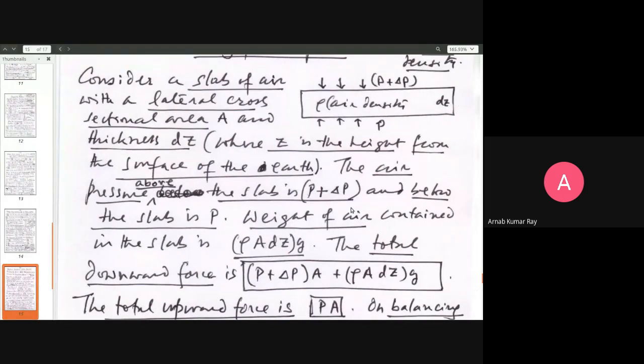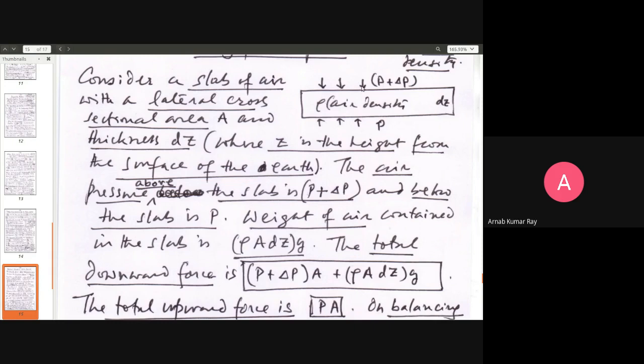Weight, remember, is mass into g, right? So what is the mass contained in this box? Air density is rho, into the volume of this box, which is A into dz, area of cross section A into dz. So rho A dz is the mass of air contained in this box. Weight of air contained is m into g, and that weight is downward.